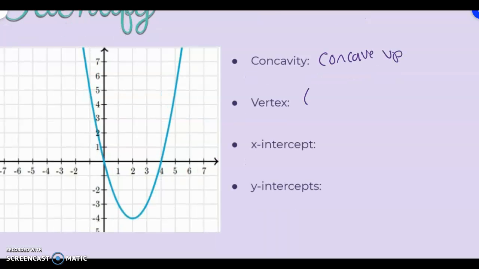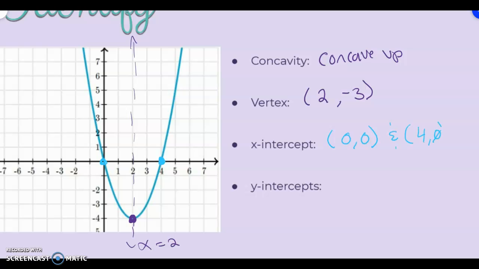Our vertex, remember this is a point on our parabola. I can look for the axis of symmetry, which I know my axis of symmetry is x equals 2, so my vertex is going to be this point right here. So my vertex is 2, negative 3, because it's right in the middle of my parabola. My x-intercepts. Well, do I have any x-intercepts? Absolutely. I have one right here and one right here. So if there's two x-intercepts, you need to include both of them. If there's only one, then there's only one.